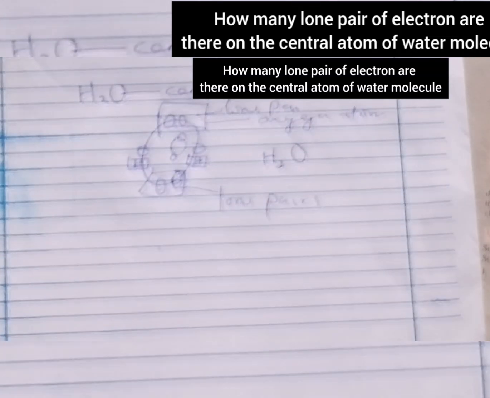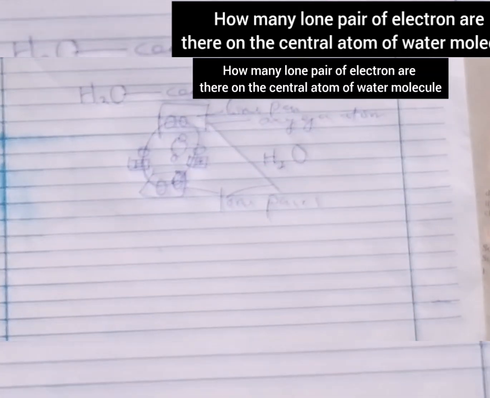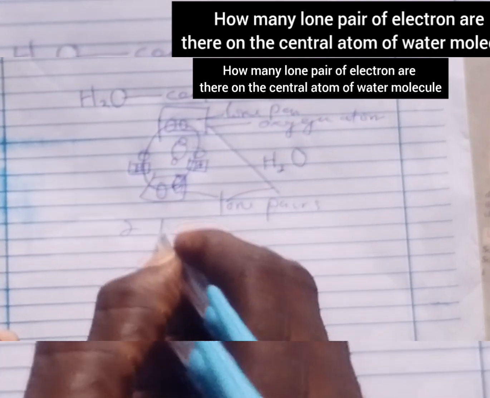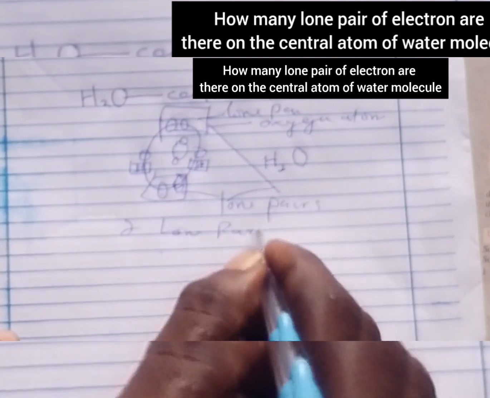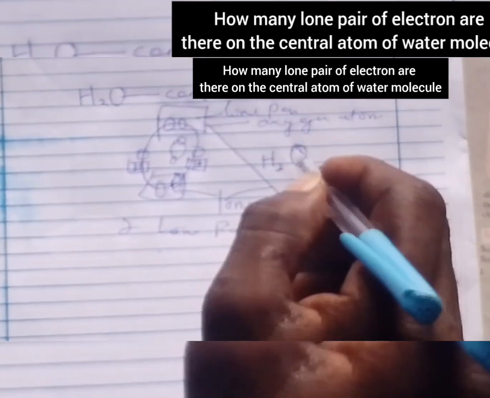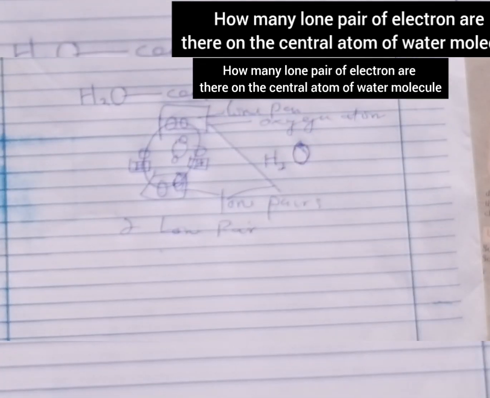So how many lone pairs do you have? You have 2 lone pairs. You can see they are alone. They are not attached to anything. So we have 2 lone pairs of electrons in the central atom. Don't forget, I've told you earlier that oxygen is the central atom of water, which is H2O. So that's the answer to that question.